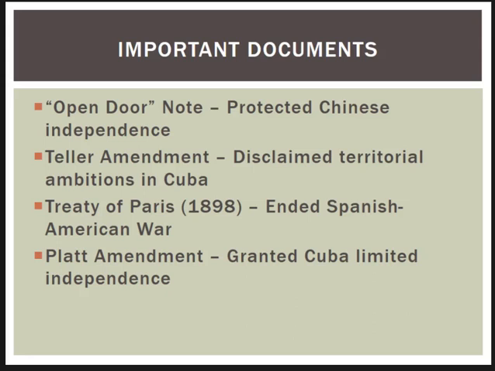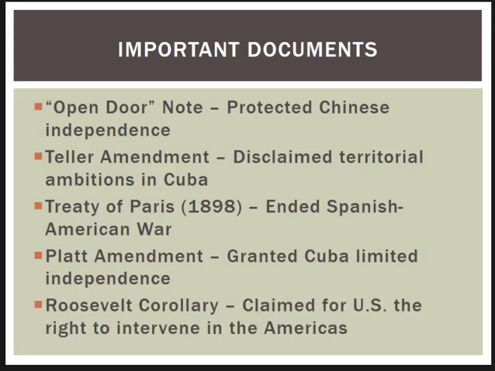We fulfilled the promise that we had made in the Teller Amendment with the Platt Amendment. In 1904, we granted Cuba a certain limited independence. It was far from the real thing, but it was, in the minds of Americans, a fulfillment of the promise that we had made in the Teller Amendment.